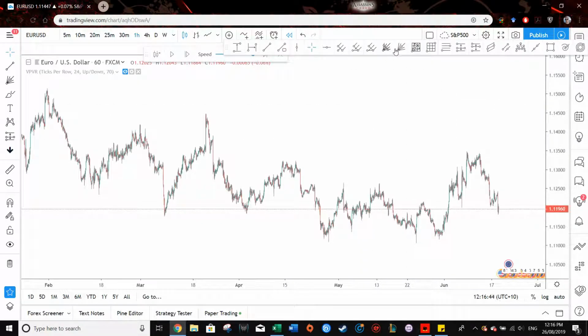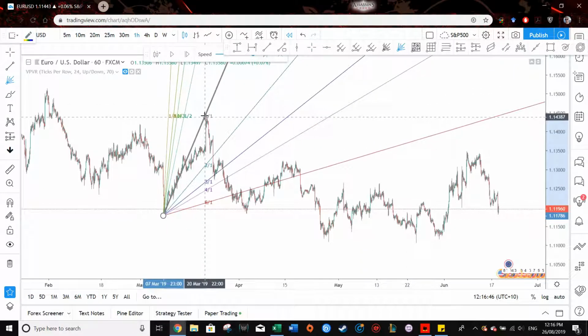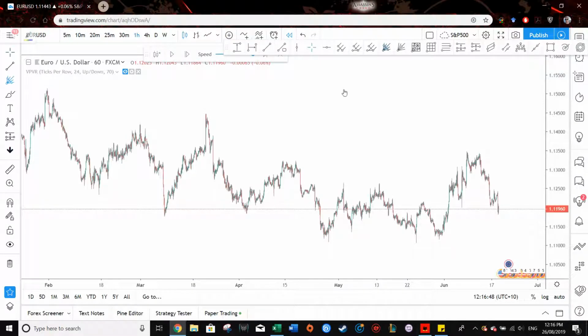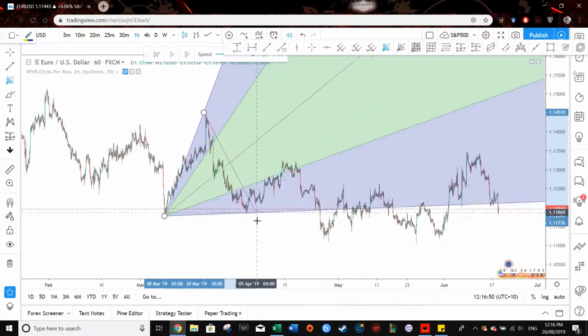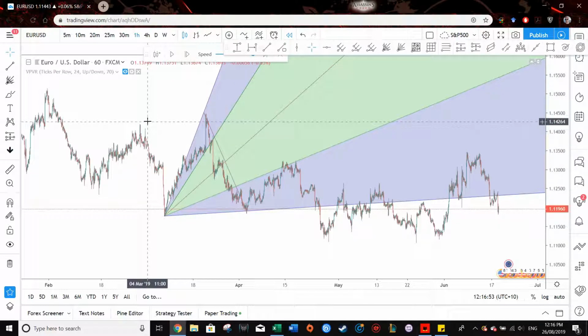And then the final one is the pitchfork fan. Personally, I do think that this one is quite useless. And I do believe that Mohammed feels very much the same way.